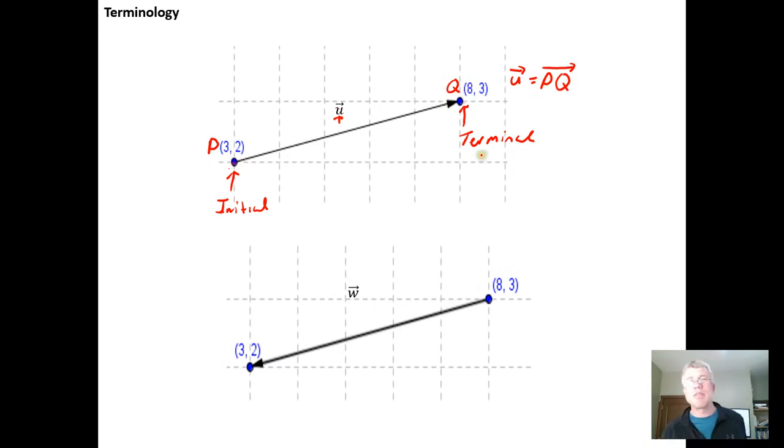And the direction of the vector matters. So if I point the arrow in the opposite direction, so I have the same 2 points, P and Q, this is a different vector. It's the opposite of this vector. So if I have the vector w here from Q to P, w is actually the opposite of vector u, and we would denote this vector as the vector from Q to P.